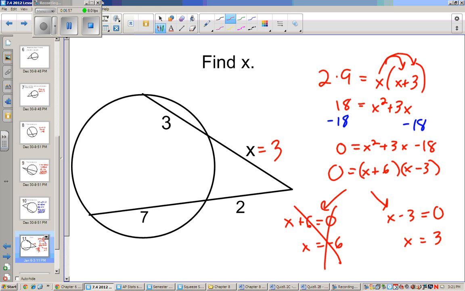Now if we want to check this, off to the side we can check it by is 2 times 9 can equal 3 times the whole distance, which is 6. Well, that's 18. This is 18. So it looks like it's working out for us.